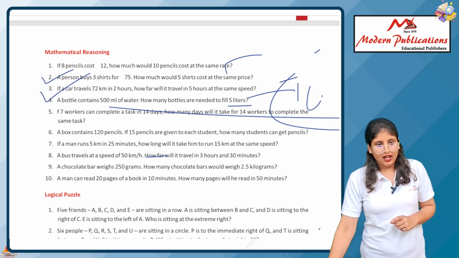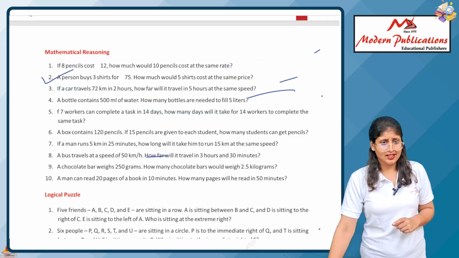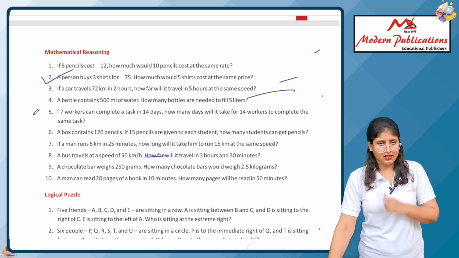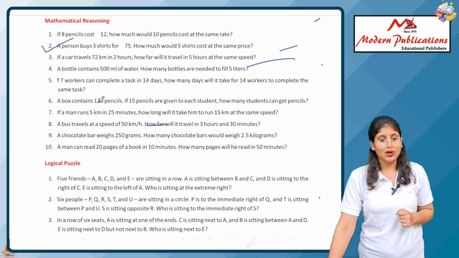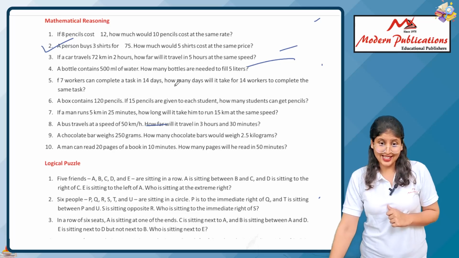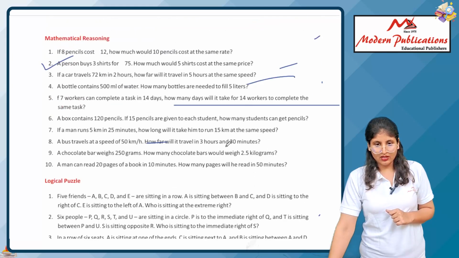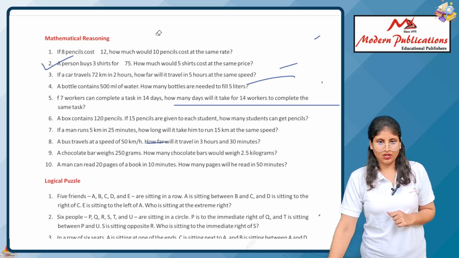Next one is that. Getting my point? Everything is clear. So the next one is: if 7 workers can complete a task in 14 days, how many days will it take? So it is a different concept.